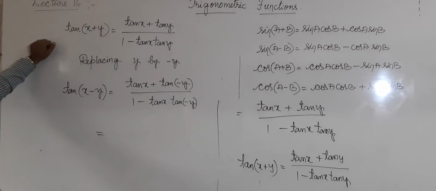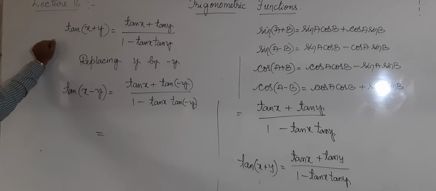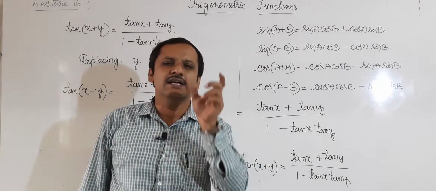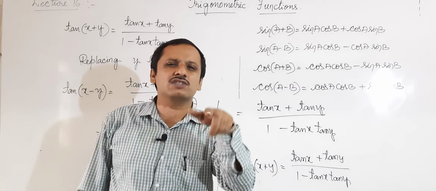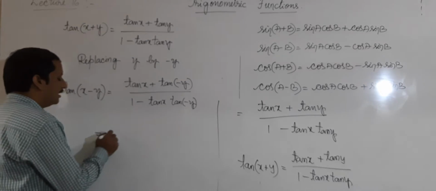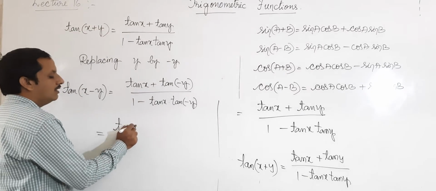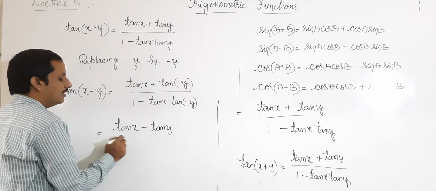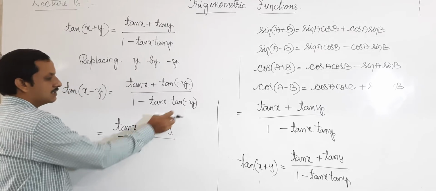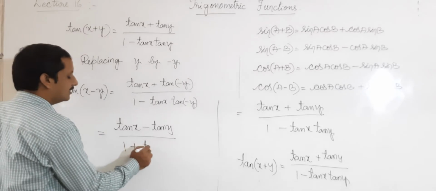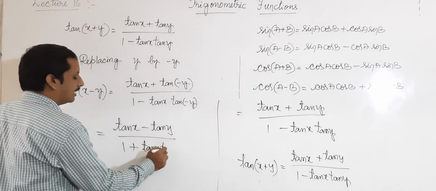What is tan of minus y? Tan of minus theta is equal to minus tan theta, because tan of minus theta is equal to sin of minus theta divided by cos of minus theta. Sin of minus theta is minus sin theta and cos of minus theta is cos theta. Sin theta by cos theta will become tan theta, so that minus will remain. Hence, tan of minus y I will write as minus tan y, divided by 1 minus, here tan of minus y is minus tan y, minus to minus it will come plus tan x into tan y.